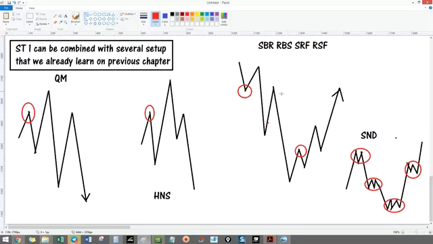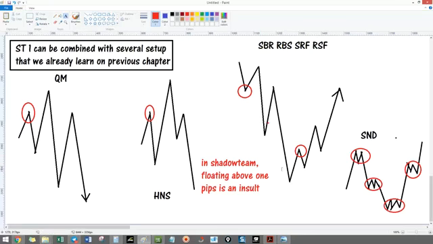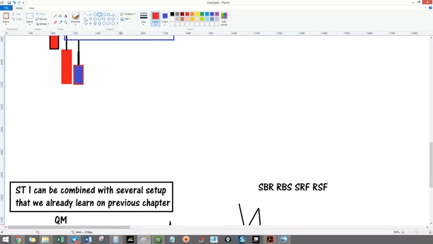This is my technique actually, but in the shadow team, they have a lot of sniper entries, the bearish engulfing and stuff, but I just use shadow codes for my sniper entry. In the shadow team, floating above 1 pip is an insult. So we do not float more than 1 pip. We want only 1 pip of float.